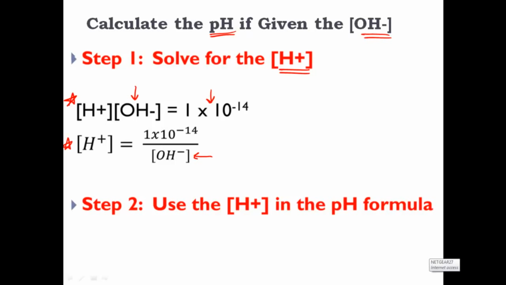You'll have that number. Step 2 is going to now plug this value into my pH formula. Remember, the pH was the negative log of the H plus ion concentration. Once you have that number, you plug it in down here, and you're going to find yourself the pH.